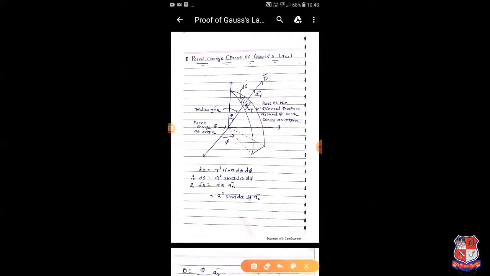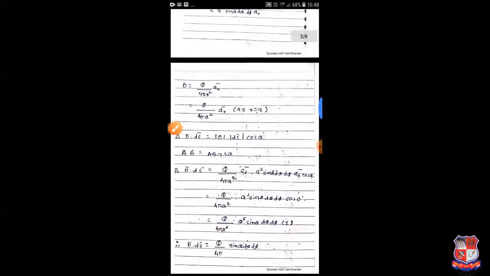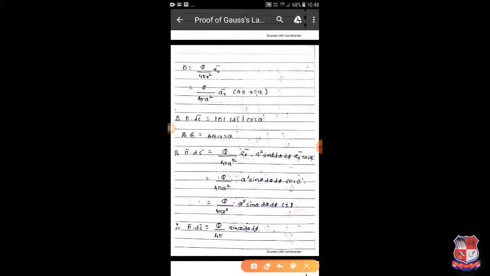Now we will see what the value of theta is. The value of theta is the angle between D bar and a_r bar. But here the direction of D bar is in the direction of a_r bar. So the angle between D bar and a_r bar is 0. Therefore we put cos 0. Now what is the value of cos 0? That is 1, and this a square cancels. Therefore, Q upon 4 pi sin theta d theta d phi.